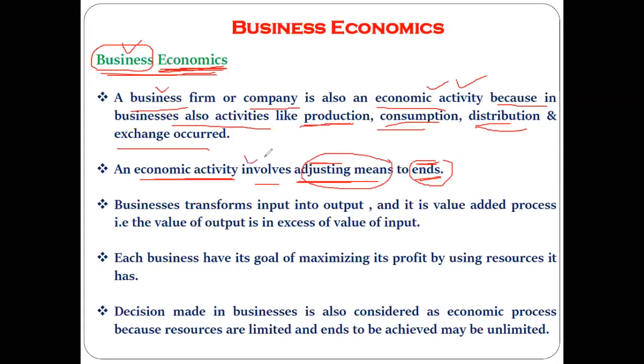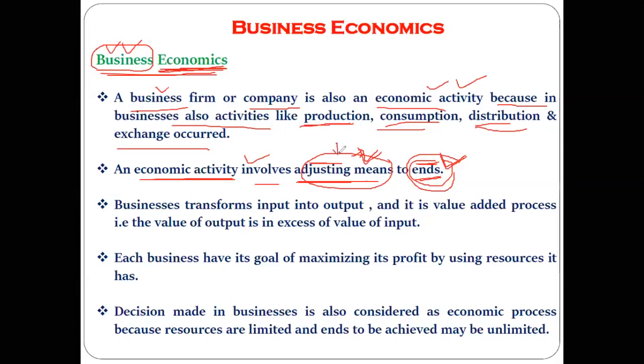Here I have written, economic activity involves adjusting means to the ends. Here means is nothing but available goods, services and the resources, and ends is nothing but what? Now if you think about the business or any industry, the means are nothing but the different resources available, and the end is what kind of product can be produced with the help of these resources. And that is the reason it is written, an economic activity involves adjusting means to the ends.